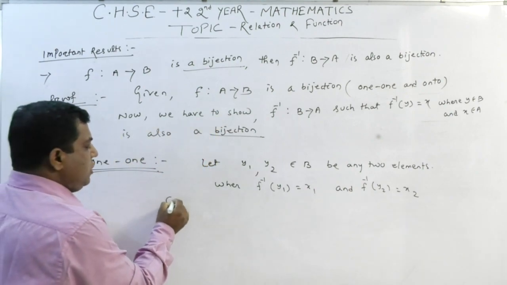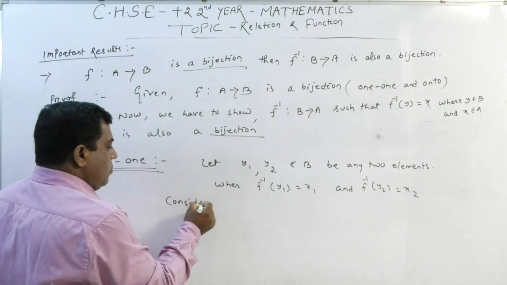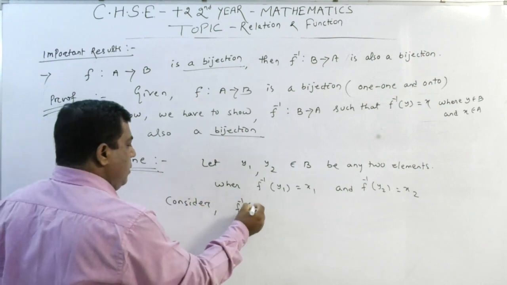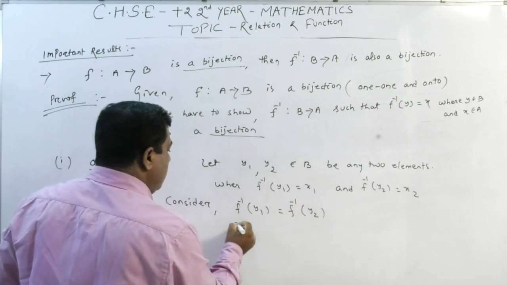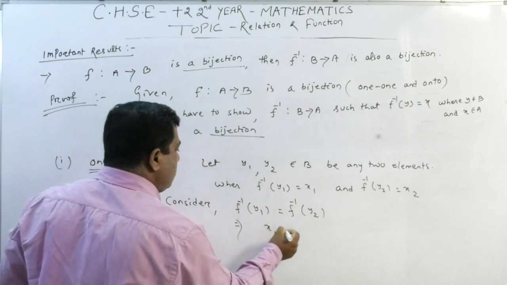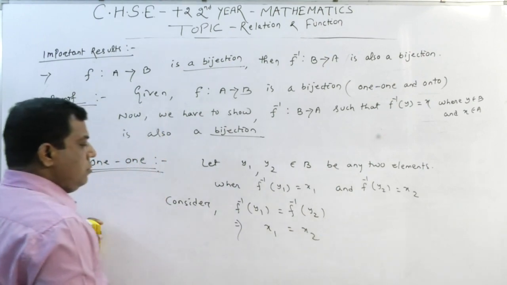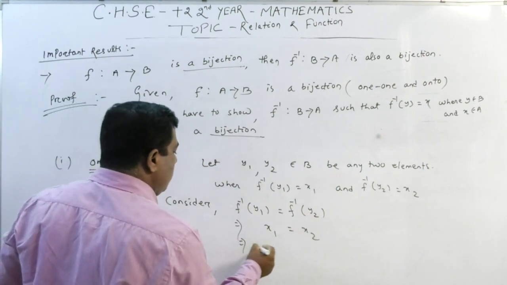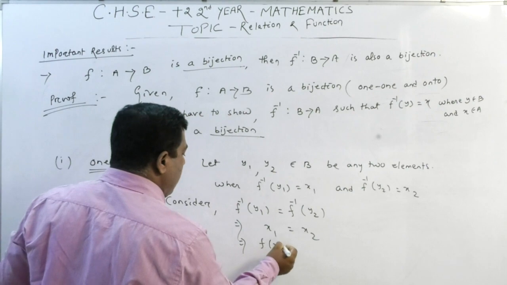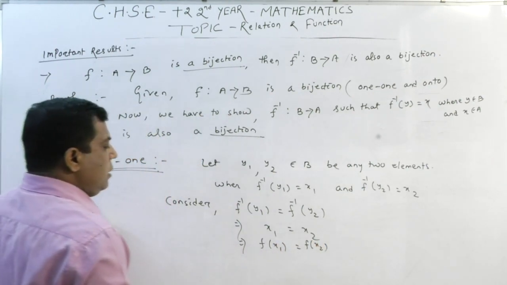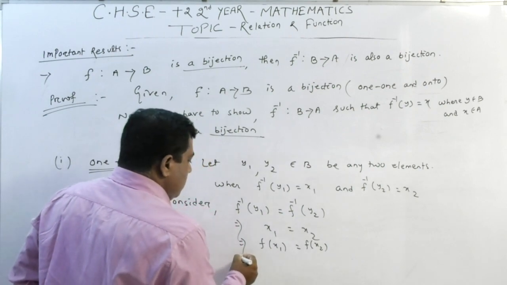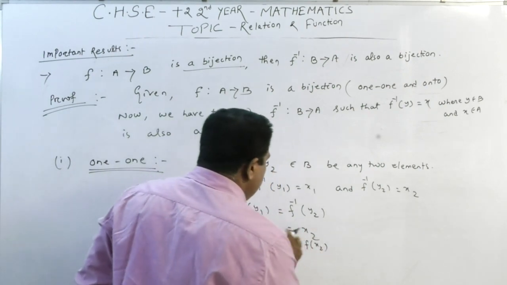Now what do we do? Consider f inverse of y1 equal to f inverse of y2. That implies what do we obtain? x1 equals x2. That implies what we can say? f of x1, if I apply the function f on both sides. Why can we write like this from x1 equal to x2?